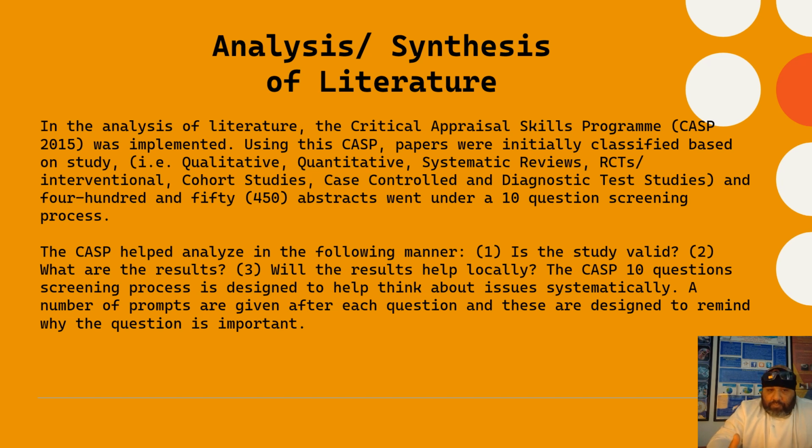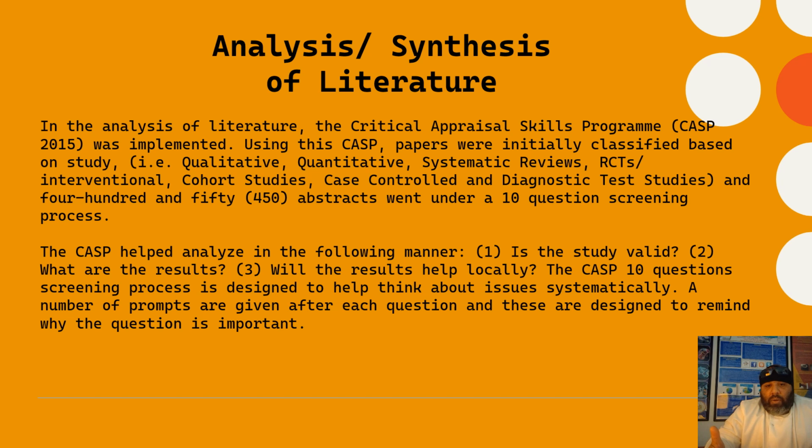So the CASP helped analyze in the following manner. Number one was the study or the investigation that had been published relating to the remit of this work. For example, was the study valid? Did it hold validity? And number two, what were the results? What were the results of that work?